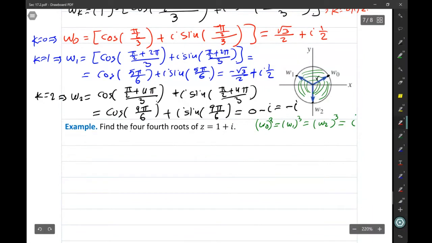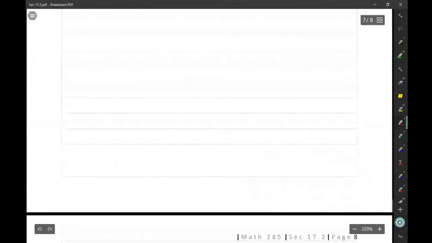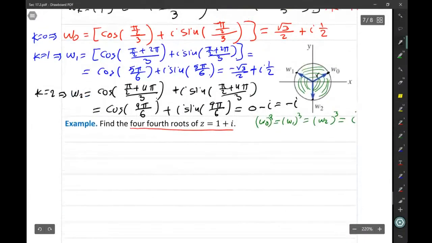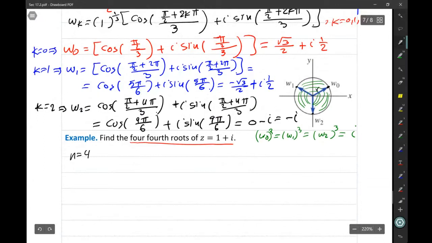Next example: find the fourth roots of Z equal to 1 plus i. Now here n is equal to 4 and the complex number is 1 plus i. R is the modulus of 1 plus i, which is square root of 2. Where is 1 plus i located? Here, 1 on the x-axis and 1 on the y-axis, and this angle is π/4. Here theta is equal to π/4.